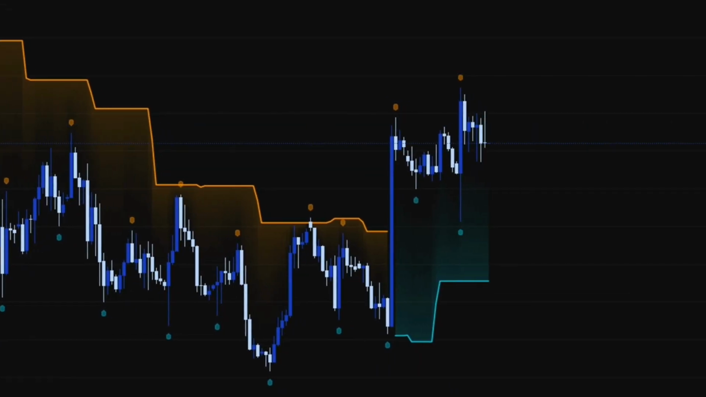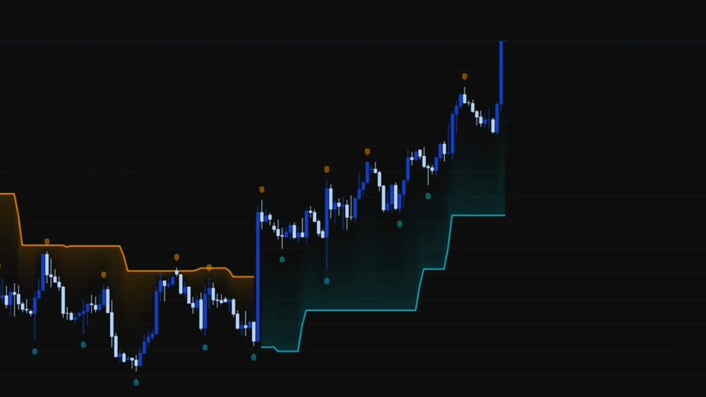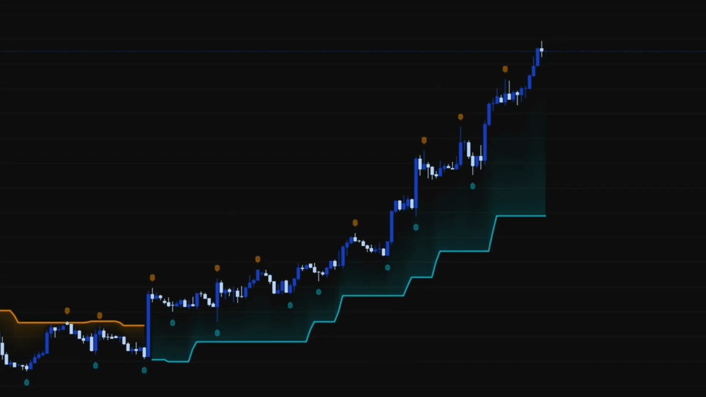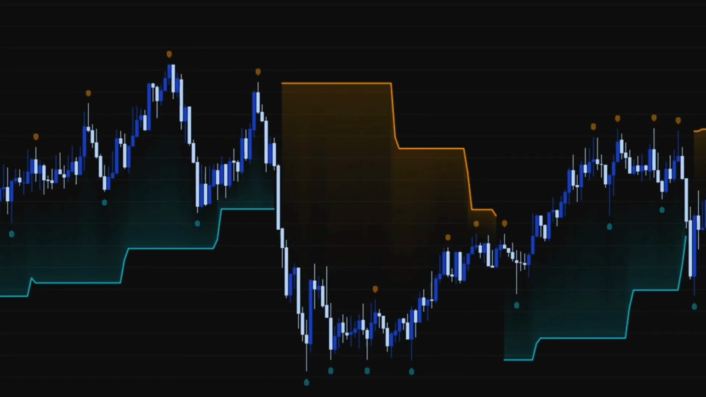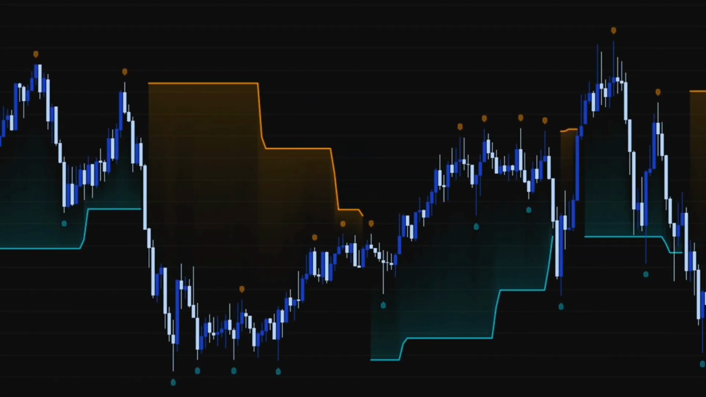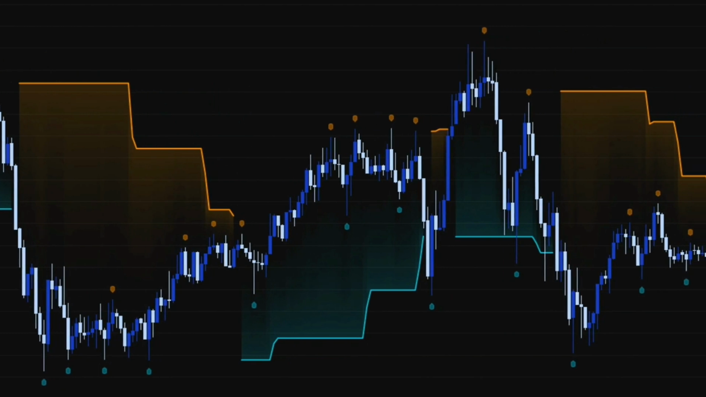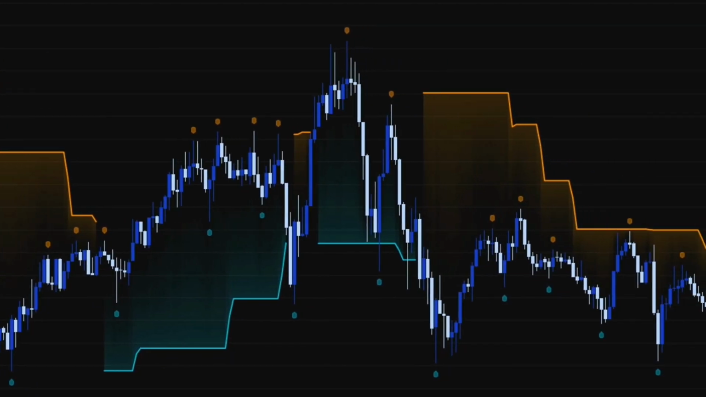Have you ever wondered if there's a way to spot trends early using pure price structure without relying on laggy indicators? In today's video, I'm going to show you an incredibly powerful tool that does exactly that. And once you understand it, your chart will never look the same.